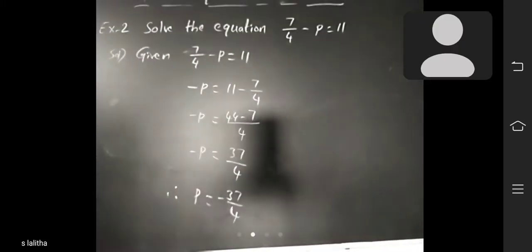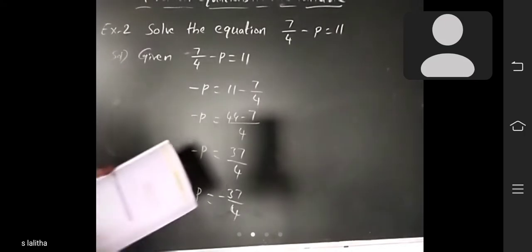Next, put the heading, children, exercise 2.1. Solve the following simple equations. First one, 6m equal to 12. What is given? Given 6m equal to 12.